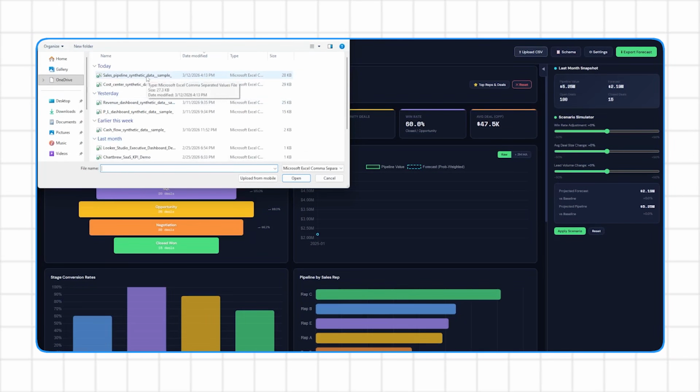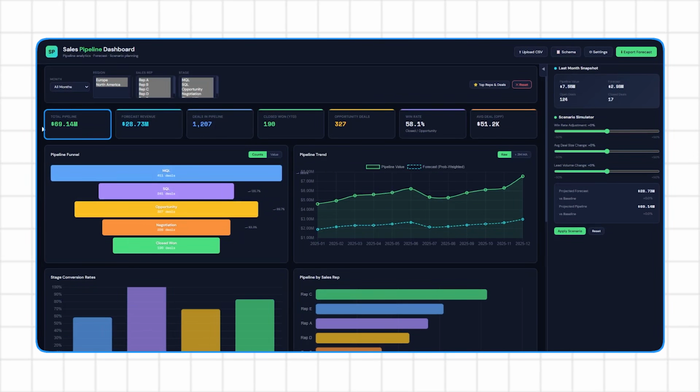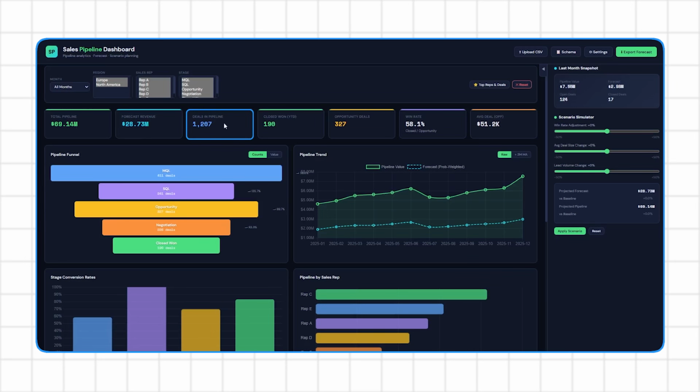The KPI summary shows a total pipeline of $69.14 million, but once you apply the probability weighting, forecast revenue drops to $28.73 million. That gap between pipeline value and probability weighted forecast is exactly why raw pipeline numbers are misleading without stage adjustment. The team has 1,207 active deals and a 58.1% win rate from opportunity to closed won.